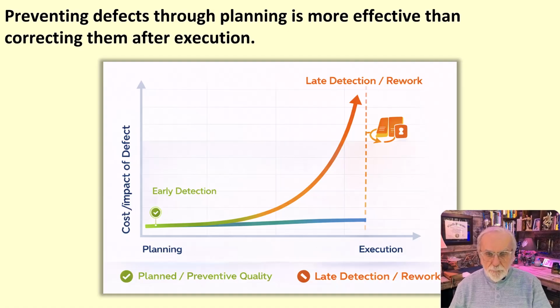Built-in quality supports smoother execution. When expectations, standards, and processes are clearly defined up front, the project team can work more efficiently with fewer interruptions. Quality planning is not just about meeting standards, it's about protecting the project from inefficiency, disruption, and unnecessary cost. Preventing problems early is one of the most effective ways to improve overall project performance.